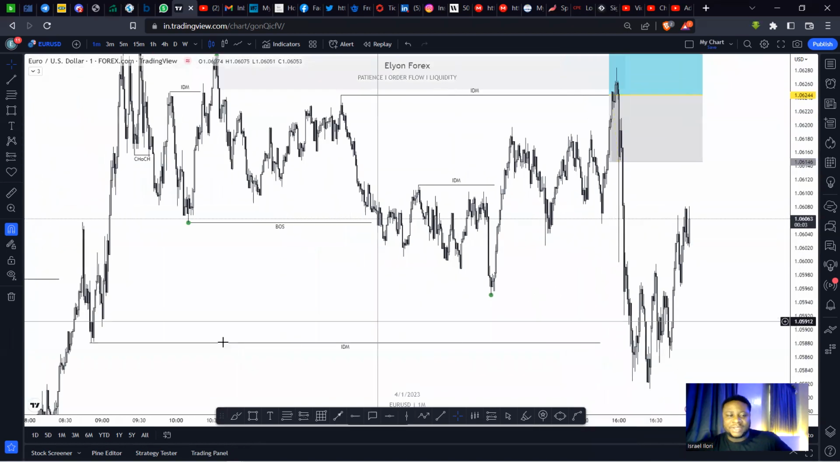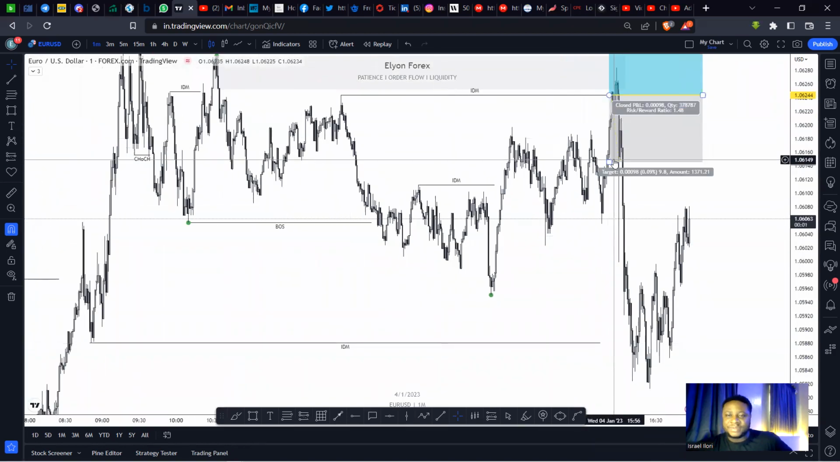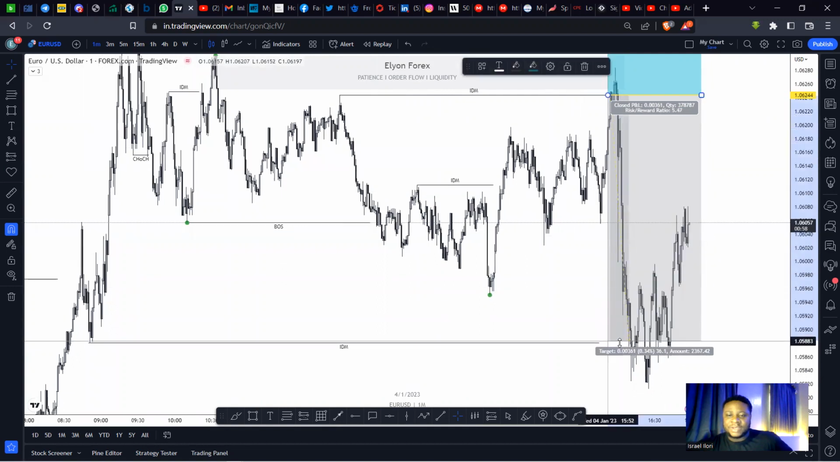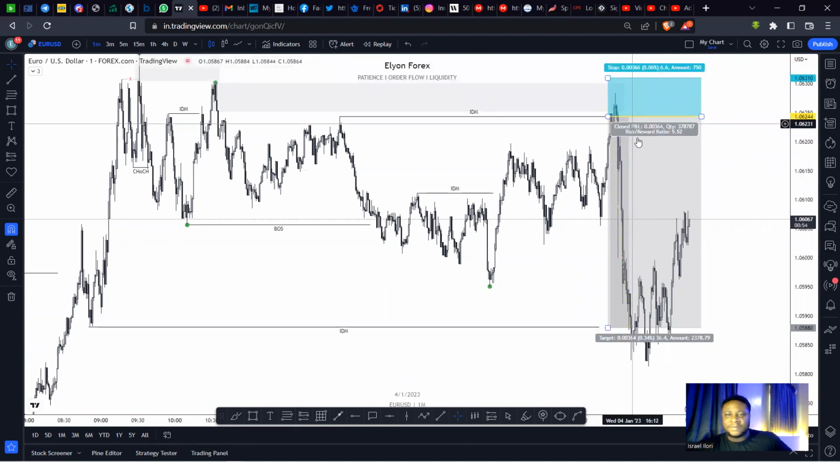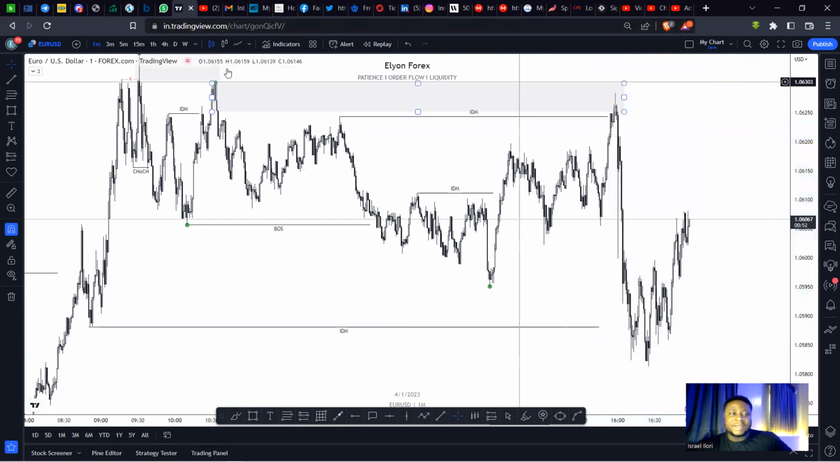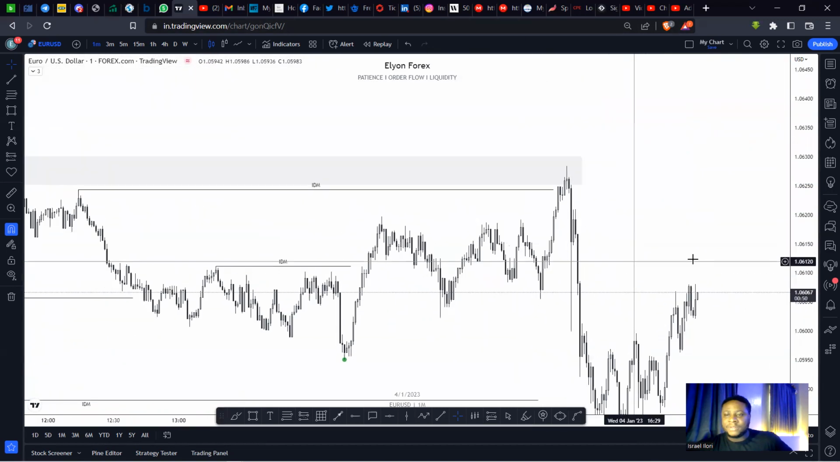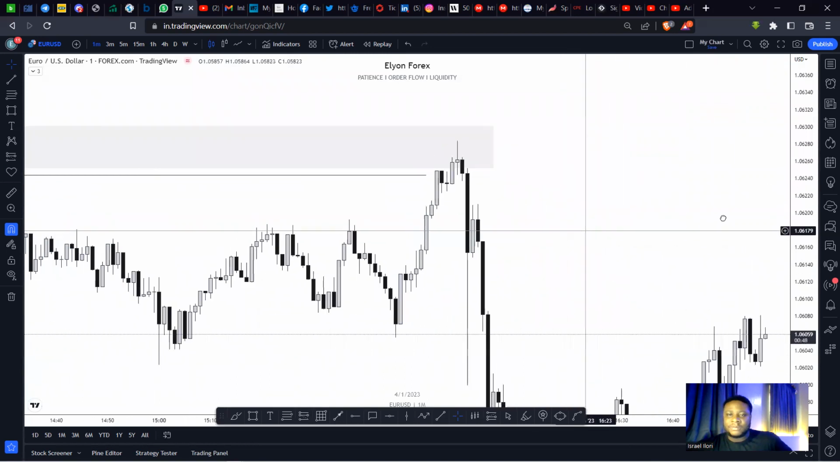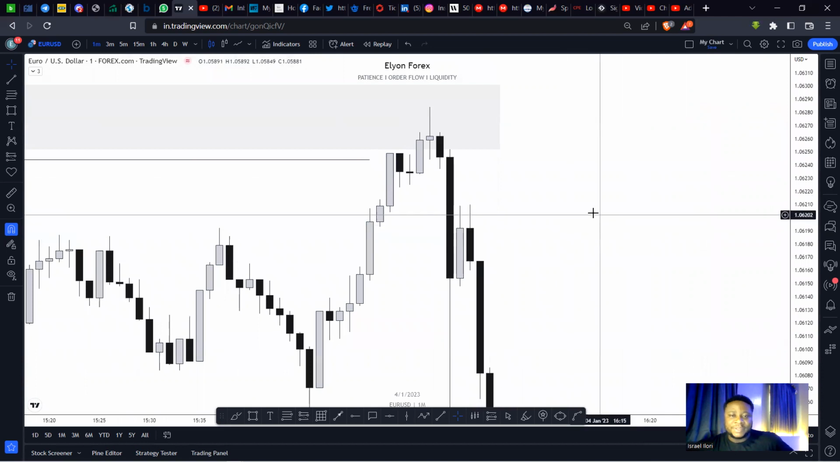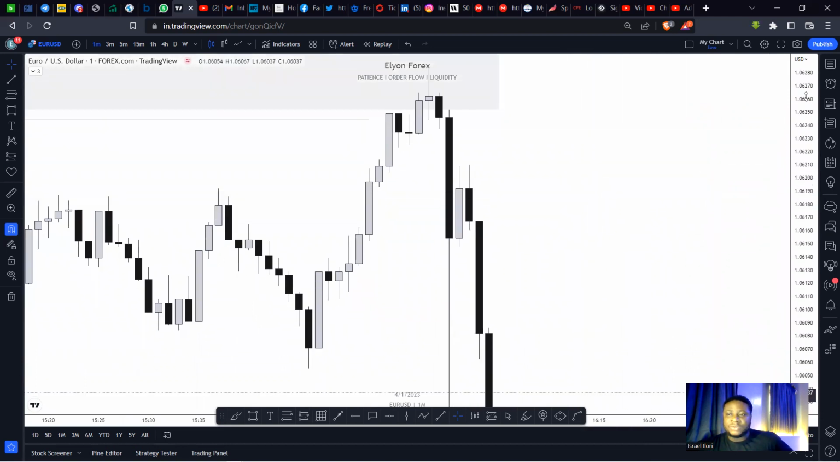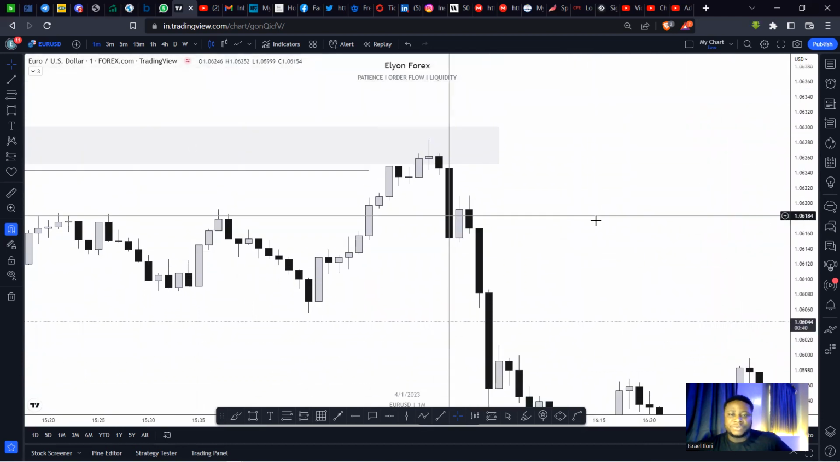And where are you going to target? You are going to target the 5 minutes inducement. I will explain why we are targeting the 5 minutes inducement, but this is one way you could have entered. Another way you could have entered is by waiting for confirmation. So if we wait for confirmation, just want to see a confirmation that would enable us to take this trade.